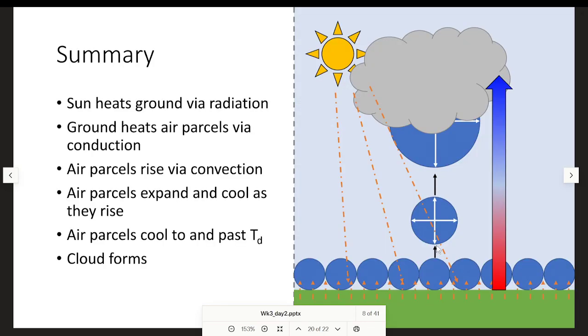Yep. So in short, the sun heats the ground via radiation. The ground heats the parcels via conduction. Air parcels rise via convection. The air parcels expand and cool as they rise. The air parcels cool to and past the dew point temperature, and then the cloud forms.